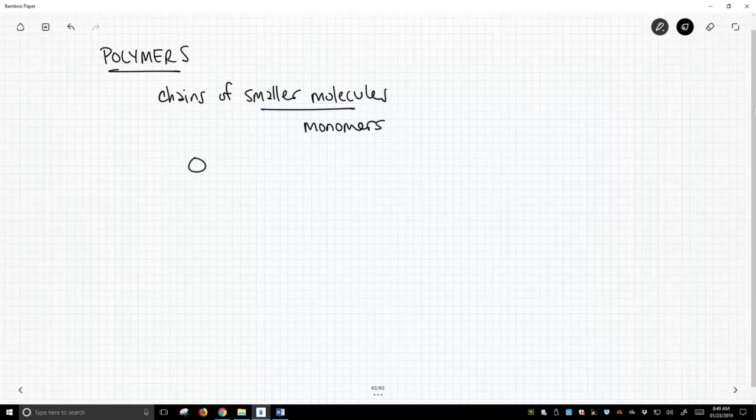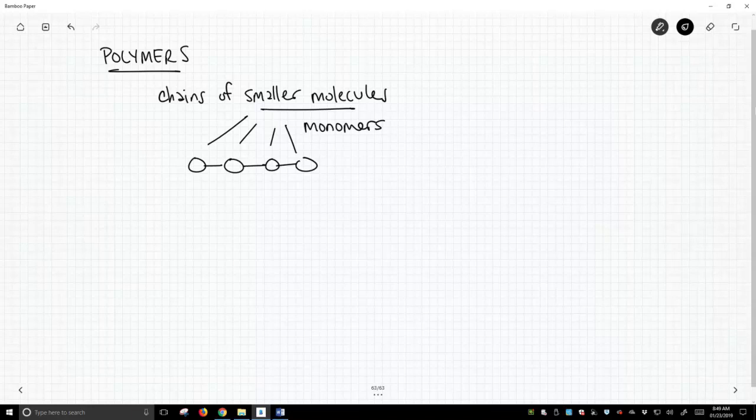So we'll just draw some circles here. These are our smaller molecules, our monomers. And then when these are together, somehow they chemically bond to each other, and then you end up making a long chain. These chains have amazing properties, or they can have amazing properties.